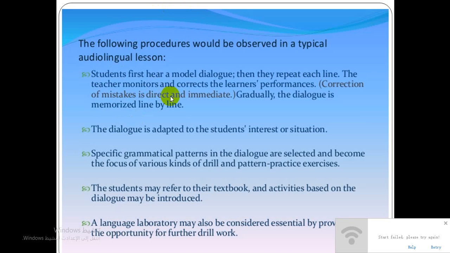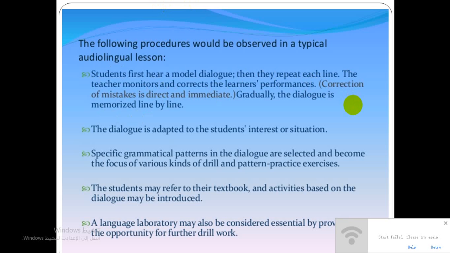Students first hear a model dialogue, then they repeat each line. The teacher monitors and corrects the learner's performance. Correction of mistakes is directed and immediate. Gradually, the dialogue is memorized, line by line.